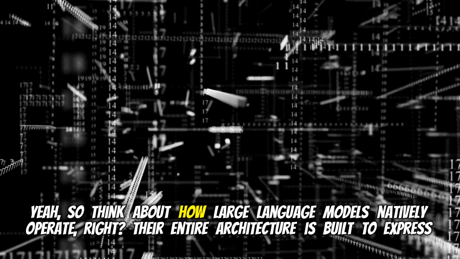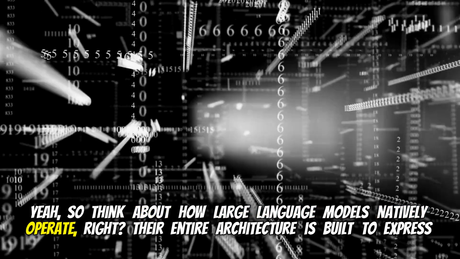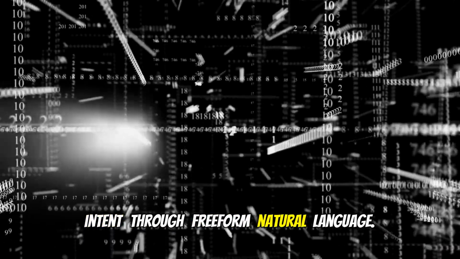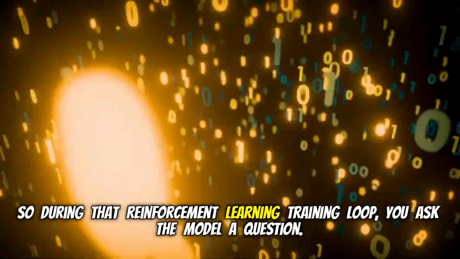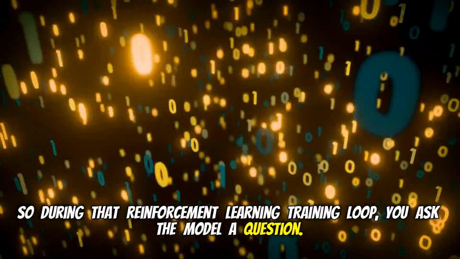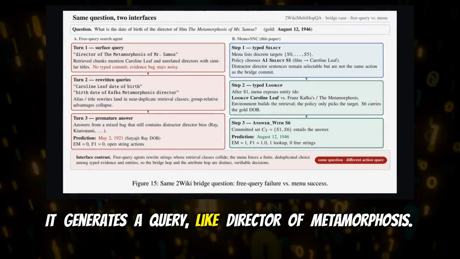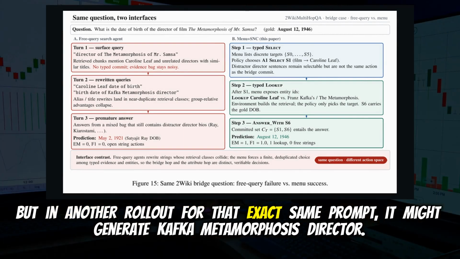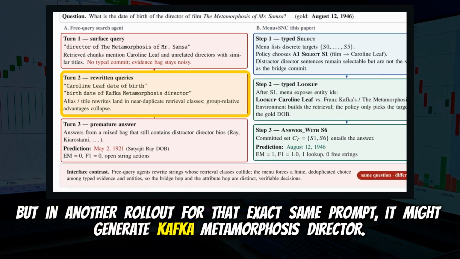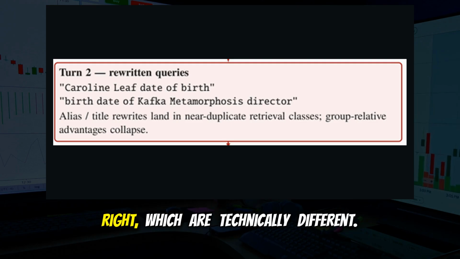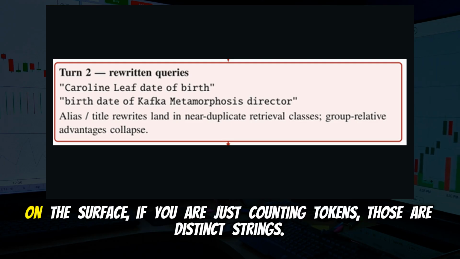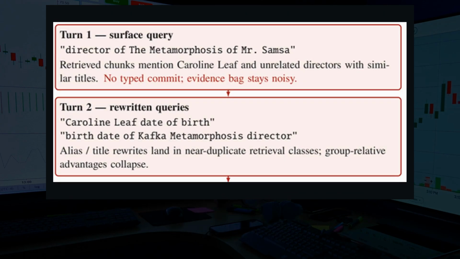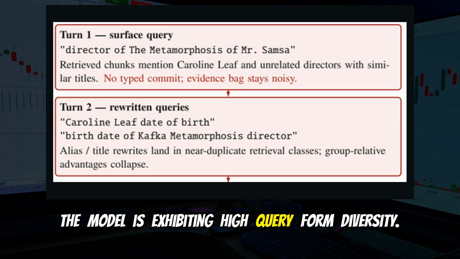Think about how large language models natively operate. Their entire architecture is built to express intent through free-form natural language. So during that reinforcement learning training loop, you ask the model a question. It generates a query, like director of metamorphosis. But in another rollout for that exact same prompt, it might generate Kafka metamorphosis director. Technically different. On the surface, if you are just counting tokens, those are distinct strings. The model is exhibiting high query form diversity.